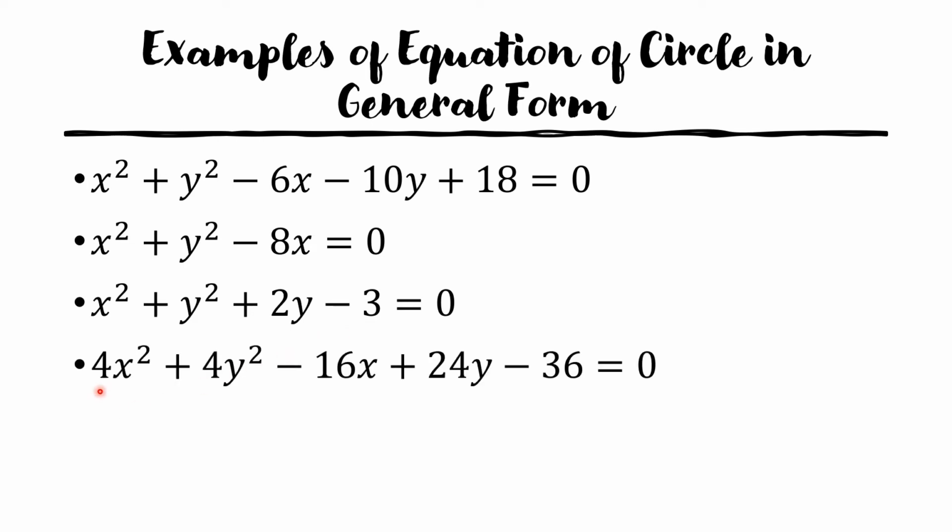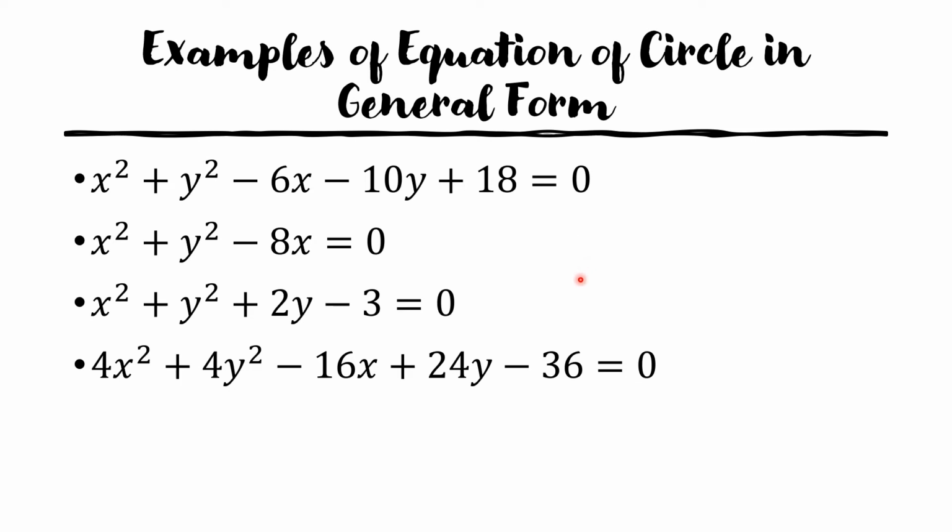Another example is 4x squared plus 4y squared minus 16x plus 24y minus 36 is equal to 0. So, kung mapapansin nyo, greater than 1 yung coefficient ng x squared and y squared natin, which is 4. So, pwede rin to, equation pa rin siya ng circle, as long as they are both equal. Tapos, yung c natin is negative 16 and yung d natin is 24 at ang e natin is negative 36. So, yan yung mga possible example of a general form of a circle.